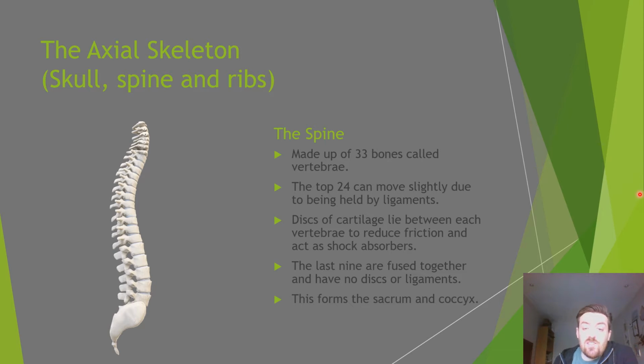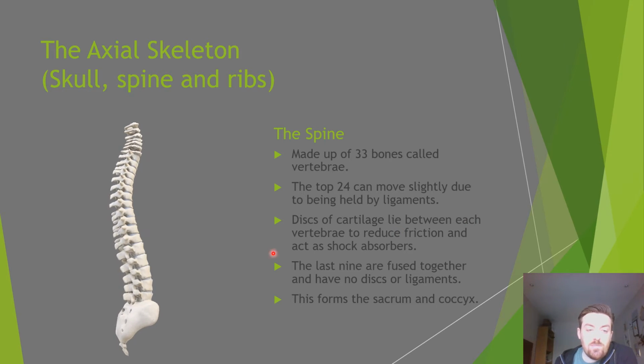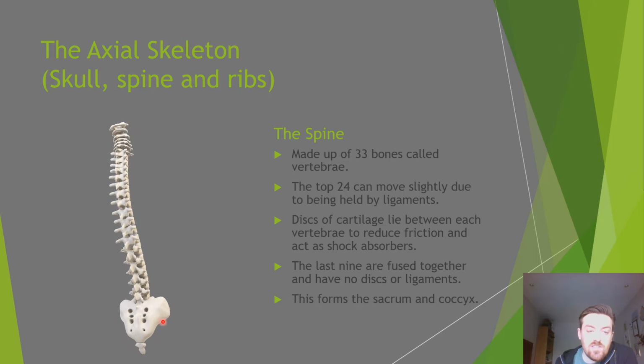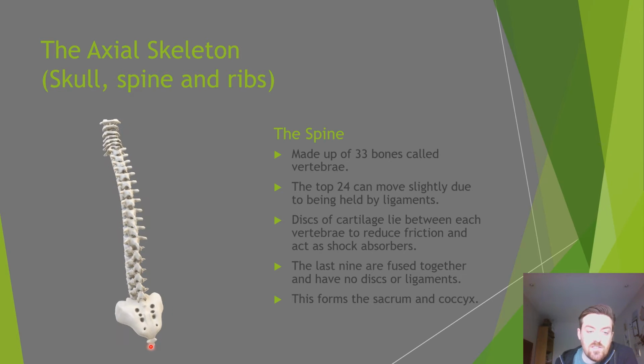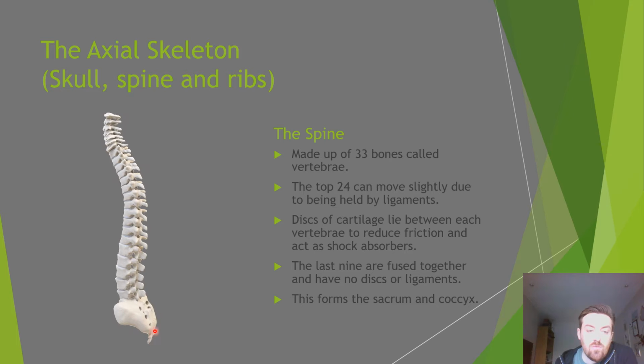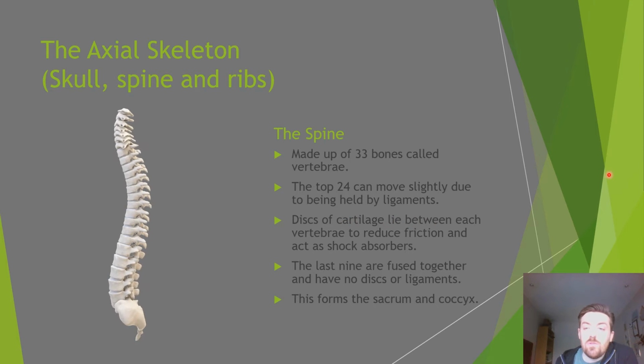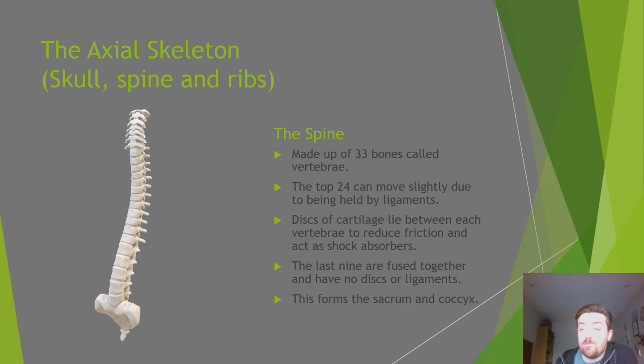And as we said, the last 9 are fused together. They don't need discs, and they form what's called the sacrum and the coccyx. I think it's going to spin around here. Your sacrum is this here, and your coccyx is this down here, a vestigial remnant of when we used to have tails.